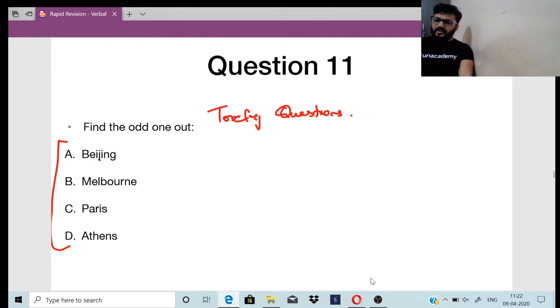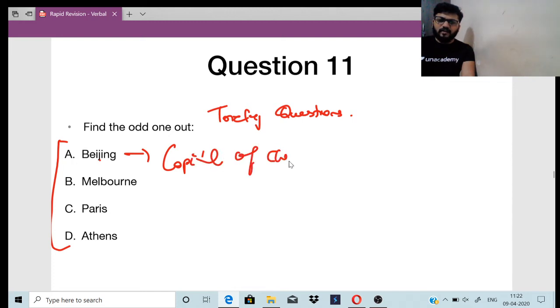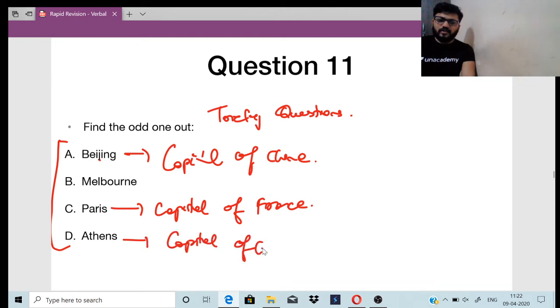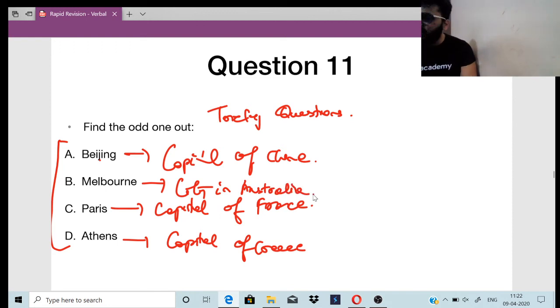Right? So I will tell you guys, what is the correct one? Beijing is the capital of China, right? Paris is the capital of France, right? Athens is the capital of Greece, right? Melbourne is just a city in Australia.